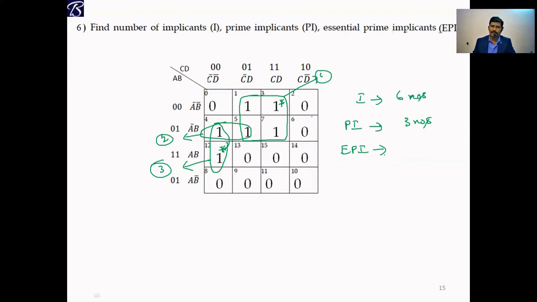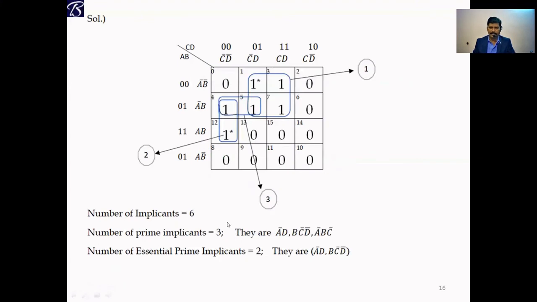So a total of 2 stars are there, so 2 essential prime implicants. This second group becomes redundant. That is not required to complete the output function, which is called redundant. So 6, 3, 2 is the answer. Let us check the answer. Yeah, 6, 3, 2. Please note down this one.